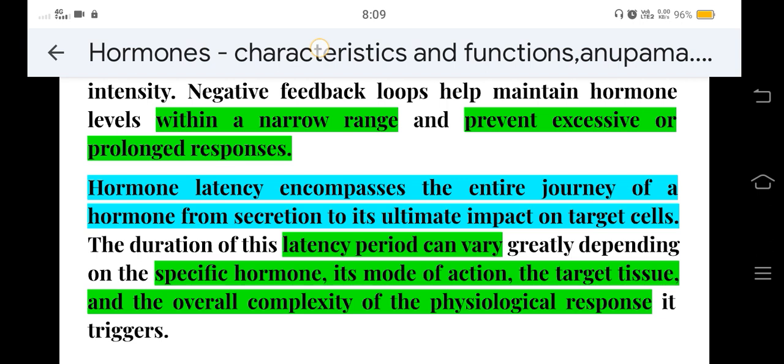There must be some feedback mechanisms. Hormone actions are often subject to feedback mechanisms that regulate their duration and intensity. So, negative feedback loops help maintain hormone levels within a narrow range and prevent excessive or prolonged responses.